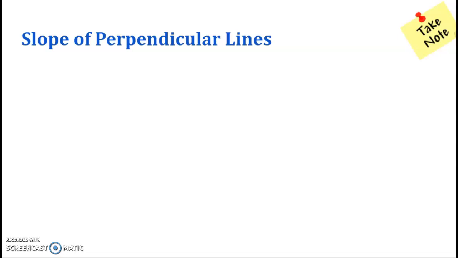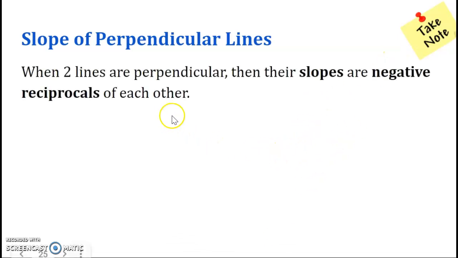So now is the time for you to take some notes on slope of perpendicular lines. Please take notes. When two lines are perpendicular, then their slopes are negative reciprocals of each other. What does a reciprocal mean? A reciprocal is a flipped fraction. The numerator becomes the denominator, and the denominator becomes the numerator, or the top number becomes the bottom number and the bottom number becomes the top number.